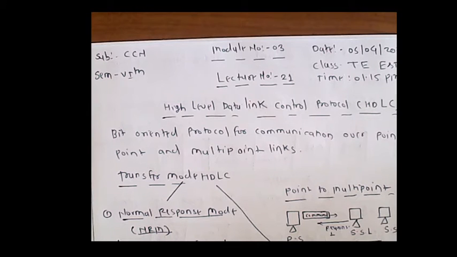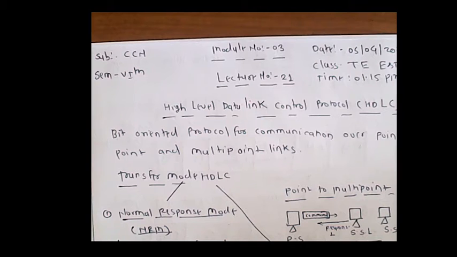So, welcome to the lecture series Computer Communication Network. Semester 6, module number 3, data link layer. Lecture number 21, we discuss the high level data link control protocol, which is an example of a data link layer. In this lecture, we discuss the transfer mode and frame structure, which is related to the HDLC.